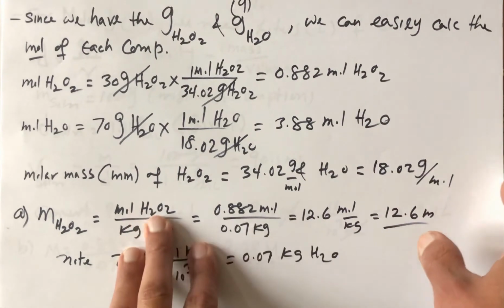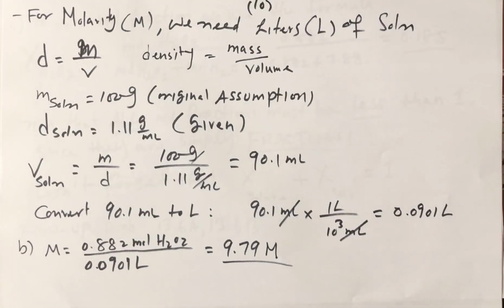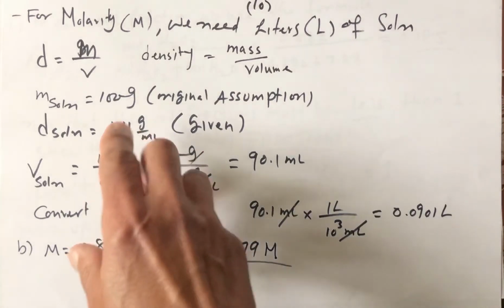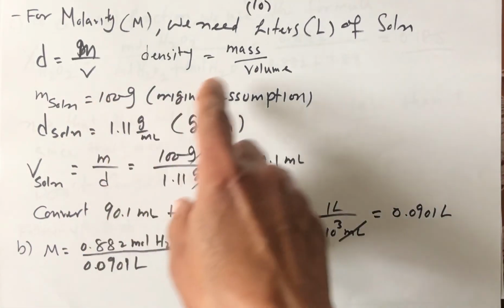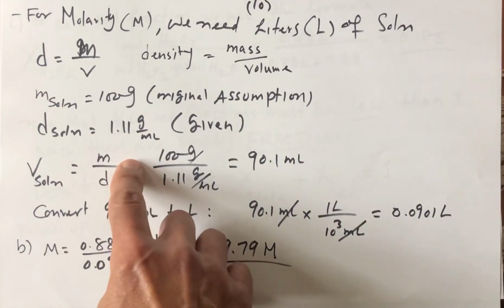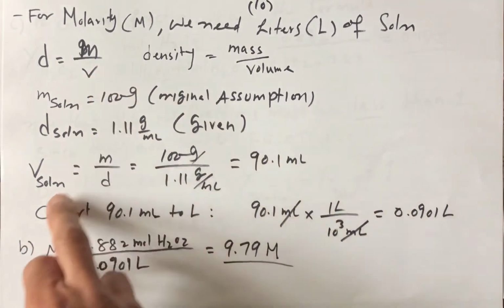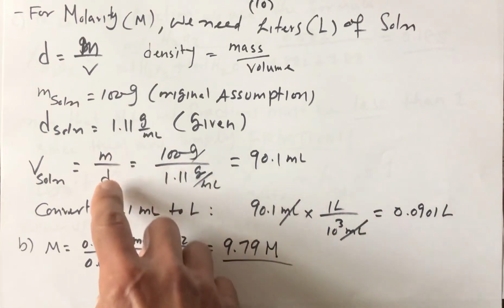Now, in the next slide, we calculate molarity. For molarity, we need what? We need moles of solute, which we already have, and we need the liters of the solution. In order to calculate the liters of the solution, we must use this equation: the density is mass over volume, so the volume of the solution is going to be mass over density.